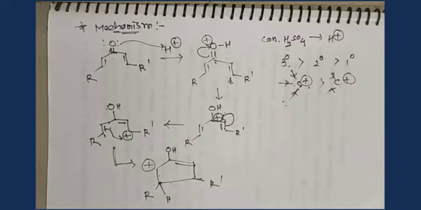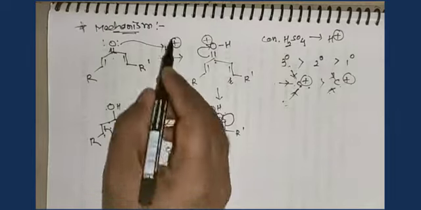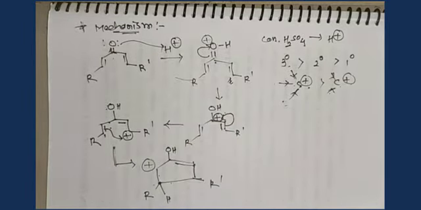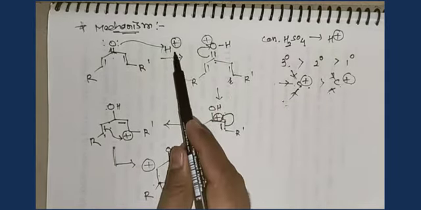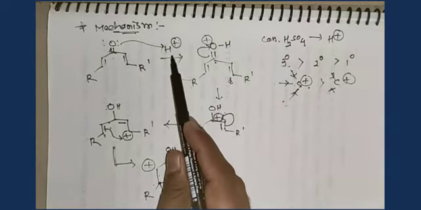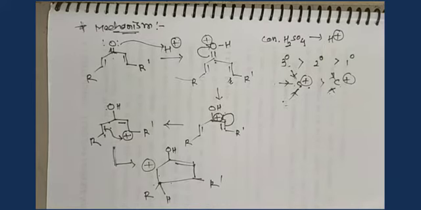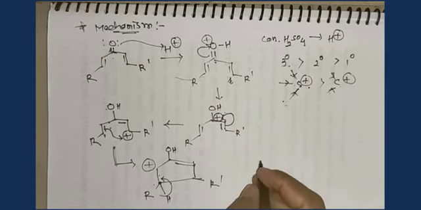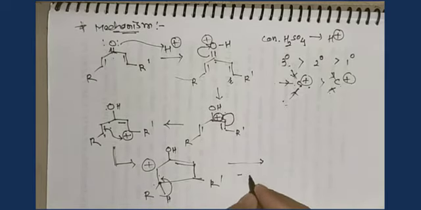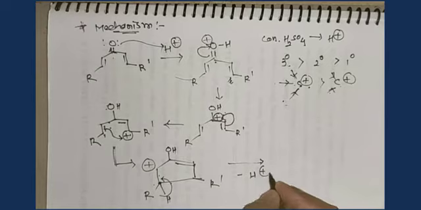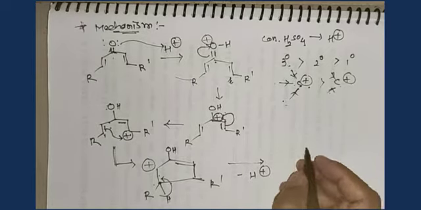I have told you many times that in a reaction, whatever is added first is removed last, and whatever is removed first is added last. So in the starting of the mechanism we are adding the H plus from the concentrated sulfuric acid. Now it's time to remove that H plus. So now this bond is transferred to here and H plus is removed from the system.